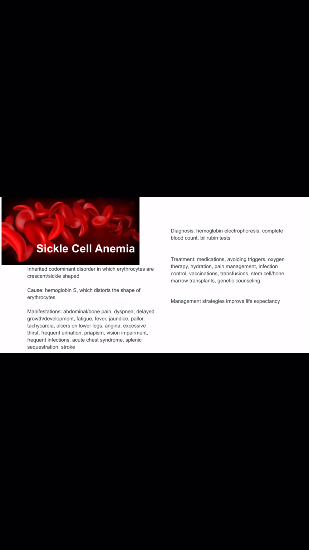Treatment of sickle cell anemia include medication, avoiding triggers, oxygen therapy, hydration, pain management, infection control, vaccinations, transfusions, stem cell or bone marrow transplant, and genetic counseling. Overall, sickle cell anemia is rare, with fewer than 200,000 U.S. cases per year. With the correct management strategies of sickle cell anemia, there's an improvement of life expectancy.